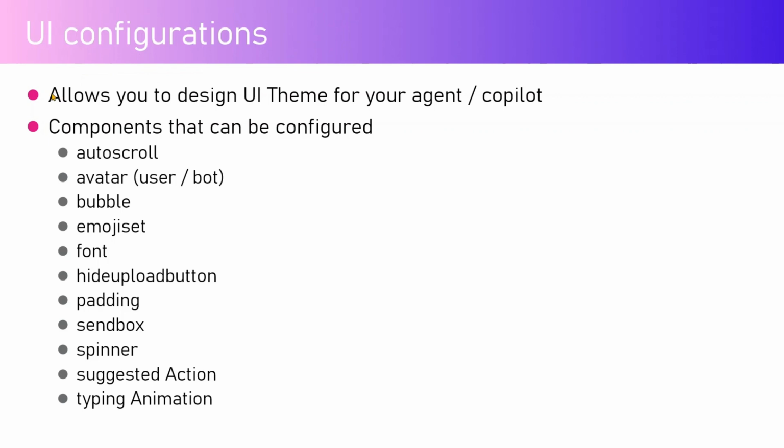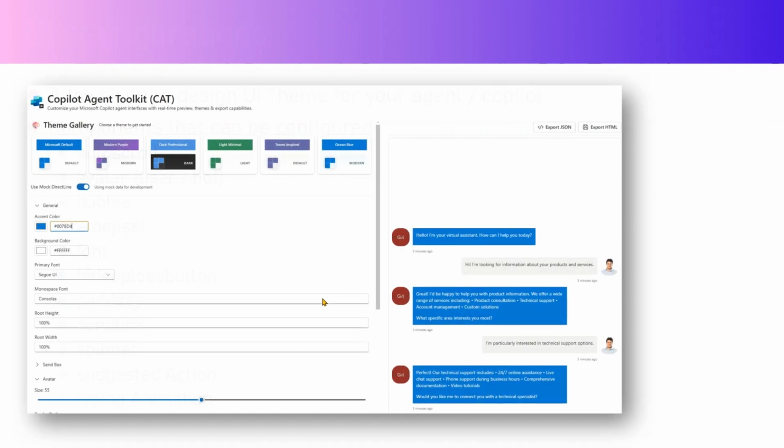What configurations you can perform? It allows you to design the UI theme for your agent or copilot. Now, the components that can be configured are auto scroll, avatar, bubble, emoji set, font, hiding the upload button, padding, sendbox, spinner, suggested action, typing animation, and many other configuration. Now, if you open the Copilot Agent Toolkit, you will be presented with a different theme. Now you have an option to change that theme.